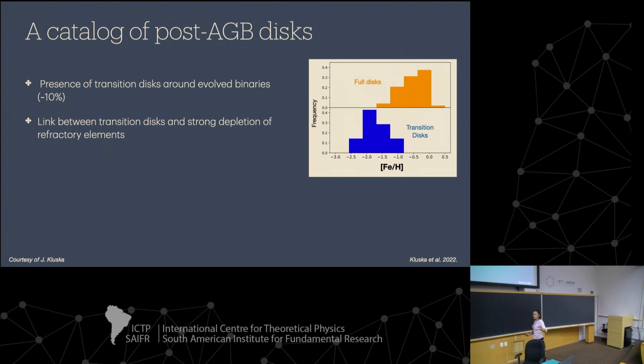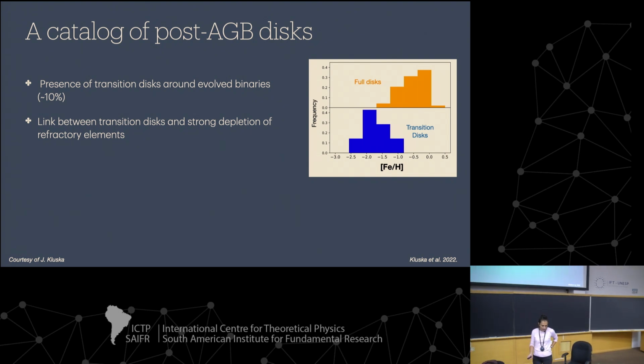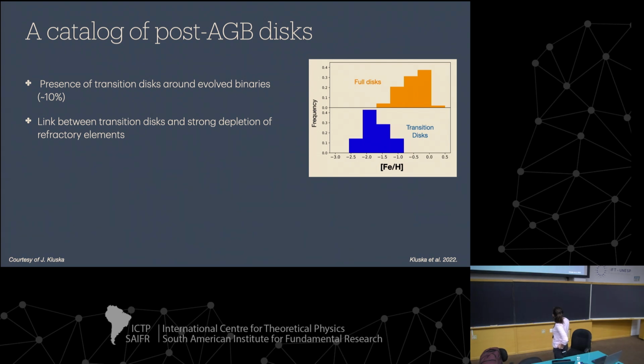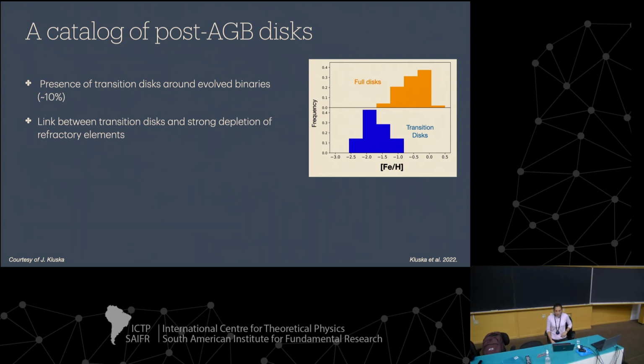So remember at the beginning, keep in mind that in post-AGB binaries we found a depletion of refractory elements on the surface of the binary, right? By observing these disks, they found that in the case of a full disk, the metallicity of the star was this one, and in the case of a transition disk, the metallicity of the star was this one. So there's clearly a shift. There is clearly a correlation between the binary having a transitional disk and the composition of the binary, and the full disk and the refractory composition of the atmosphere of the others.